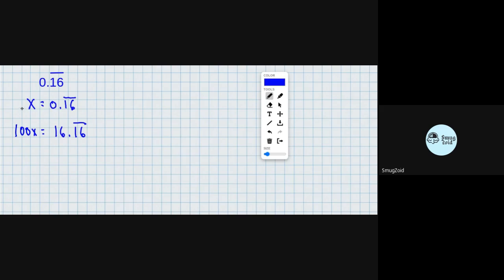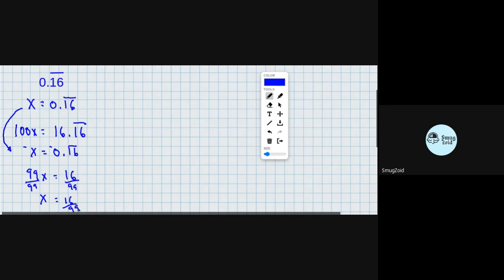So the next part's really kind of bizarre, but I just simply subtract x from both sides. So I subtract x from here, which is the equivalent of saying 0.16 repeating. I subtract them both, so I end up with 99x equals 16. Well, I just subtract the back end of the repeater. So boom. Then to find out what the fraction would be, you just divide by 99. Divide this by 99, and you'll end up with 16 over 99 as your answer.